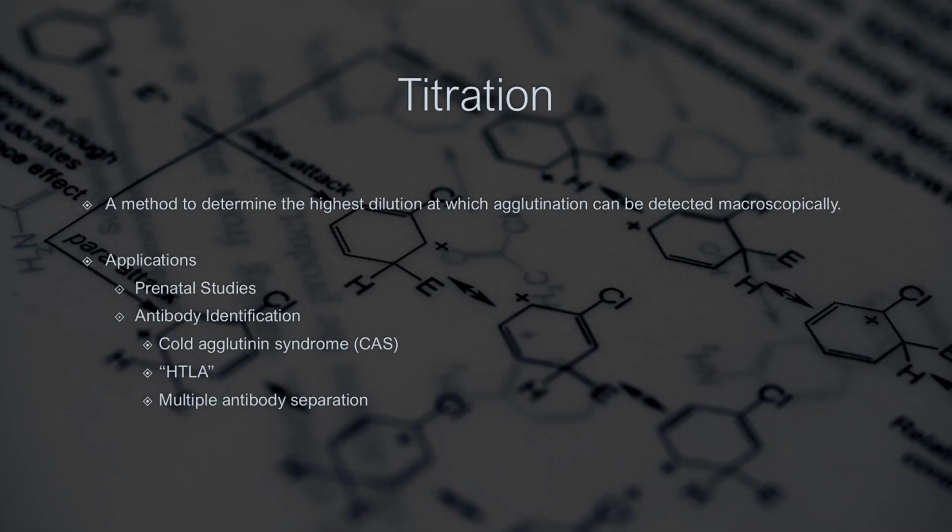Okay, moving on to titration. This is a method used to determine the highest dilution at which agglutination can be detected macroscopically. We use this in prenatal studies, sometimes in antibody identification, but not very often.